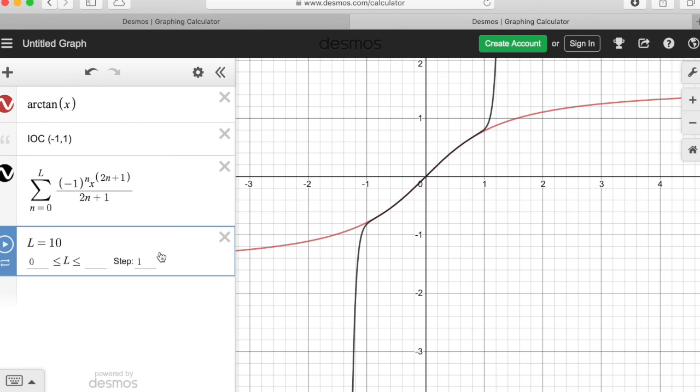If you were stranded on a desert island and you had to compute arctan of something, you could do it this way, although you'd probably have other concerns if that were the case. Anyway, that's the arctan example.